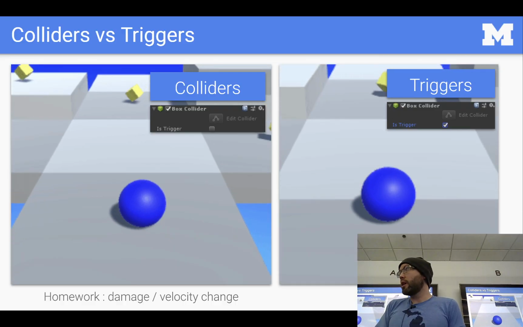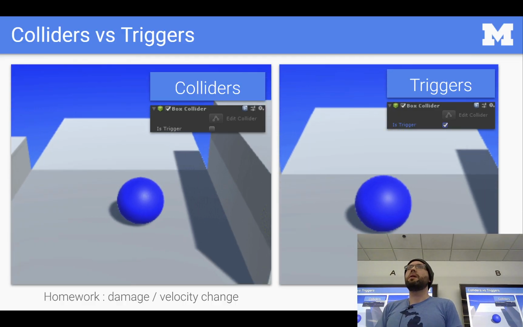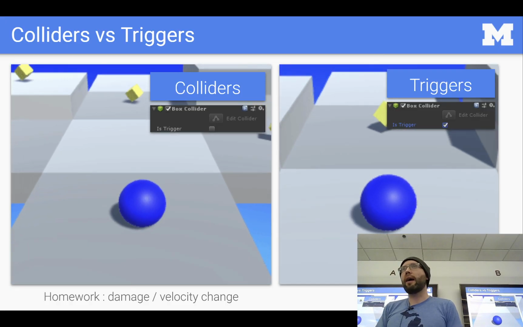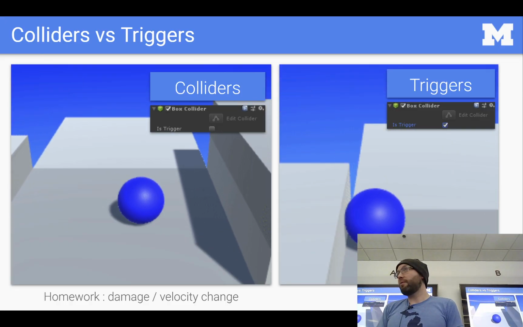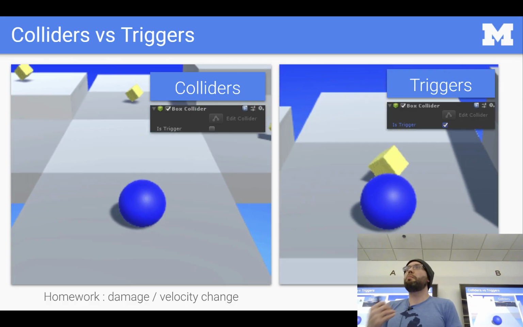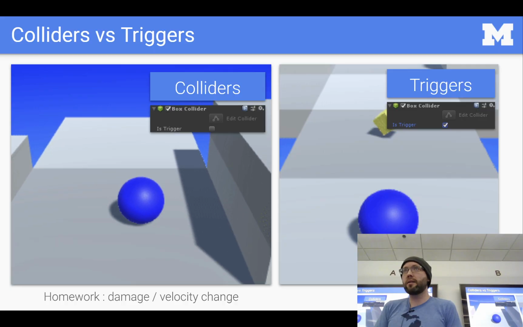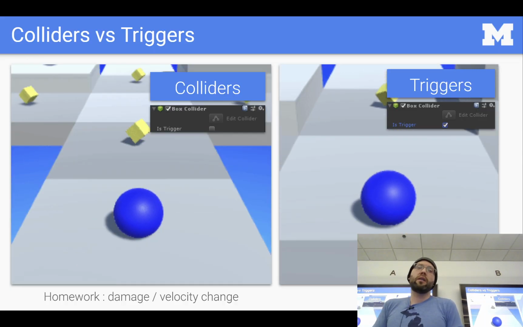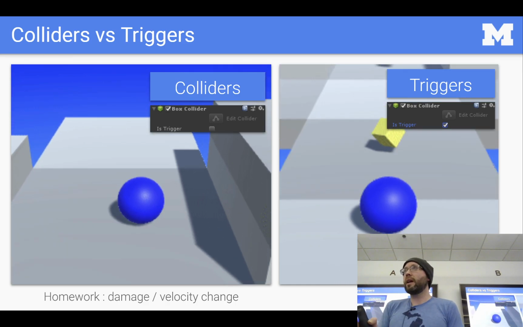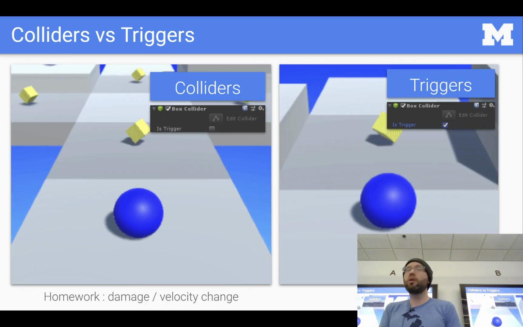On your homework, you will have to implement both, because every actor can now have a collider and it can now have a trigger. It cannot have multiple, okay? This is not a mature component-based solution yet. It's very hard-coded that an actor can only have one collider and it can only have one trigger, or it can have both, or it can have none.